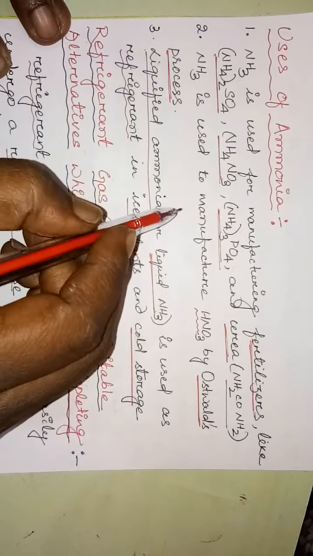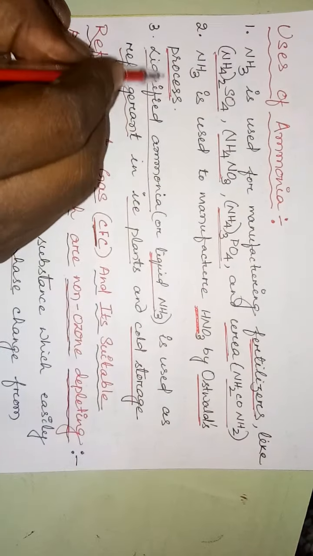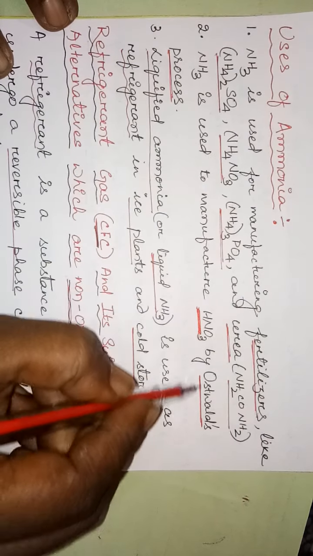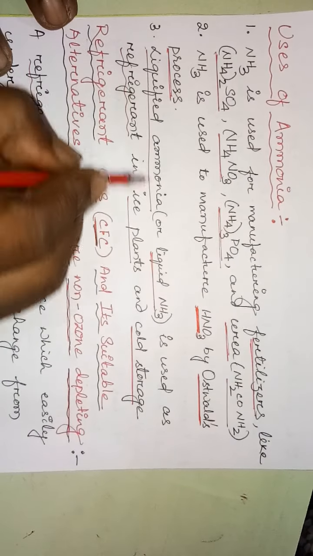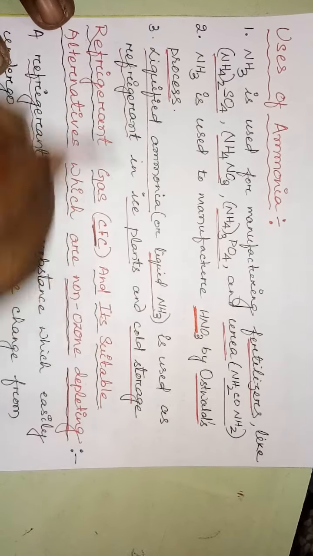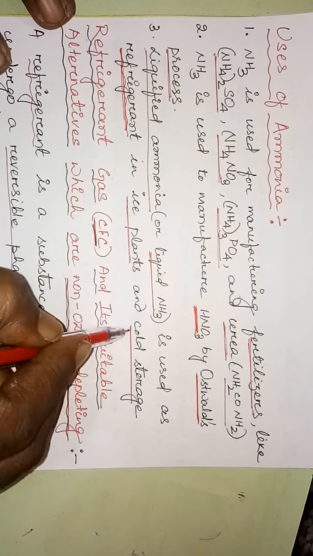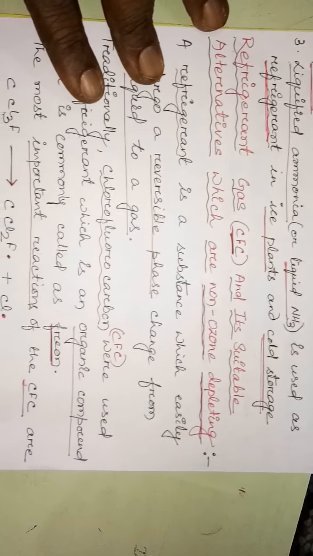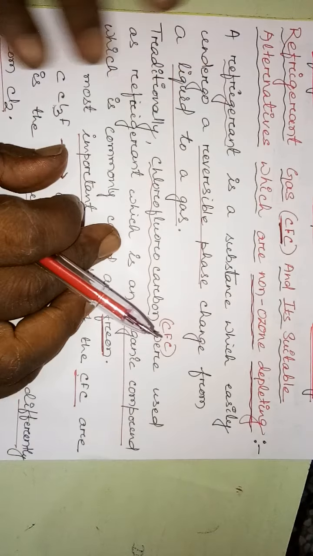Ammonia is also used in the manufacture of nitric acid by Ostwald's process. When we discuss the portion on nitric acid, you will find this Ostwald process, and we will discuss it in detail at that time. Then liquefied ammonia is used as a refrigerant in ice plants and cold storage. Now we'll discuss what a refrigerant is and what suitable alternatives overcome the problems.